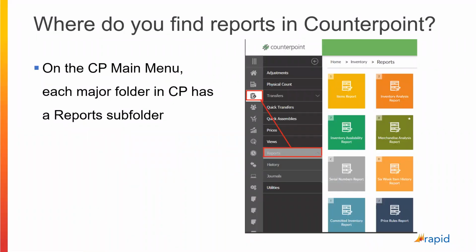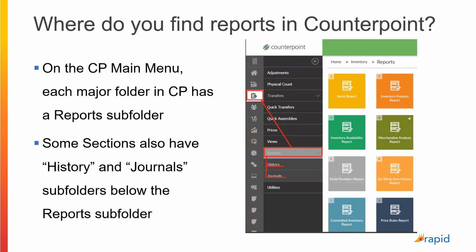So first thing, where do you find reports in Counterpoint? They don't put them all in one place. They actually kind of pepper the reports into the logical buckets along with all the other functionality as it's sorted on the main menu. So you'll have one area of reports for inventory, another for point of sale, another for sales history. If you go to the main menu, you're going to find a report subfolder in each of the primary folders. When you hit that report subfolder, all the reports will appear in the white space.